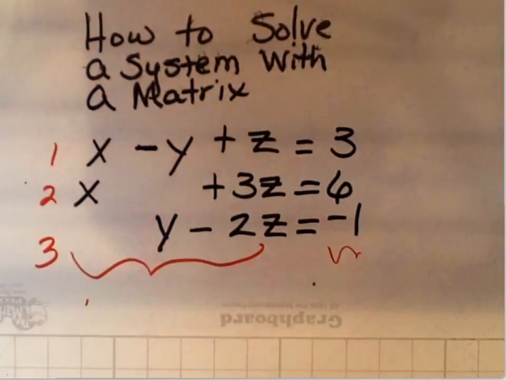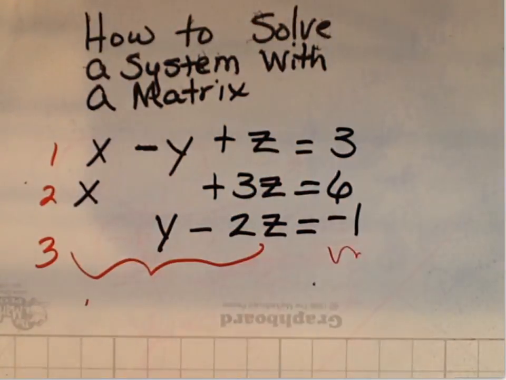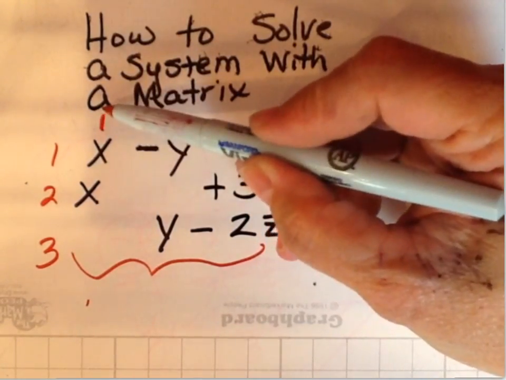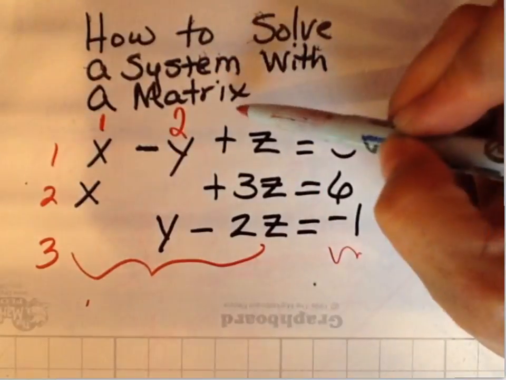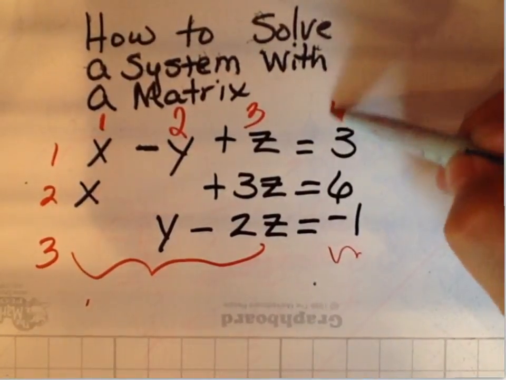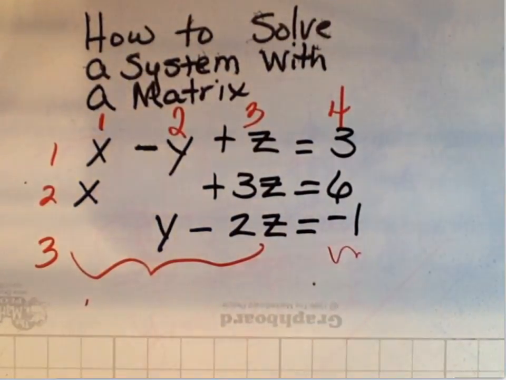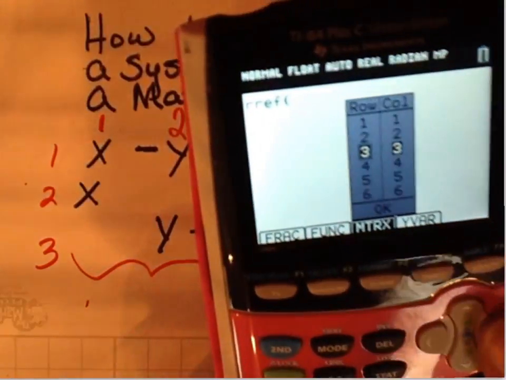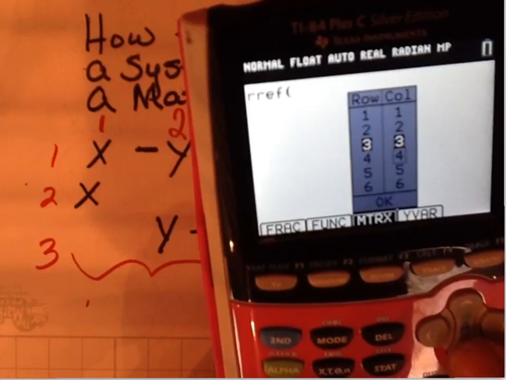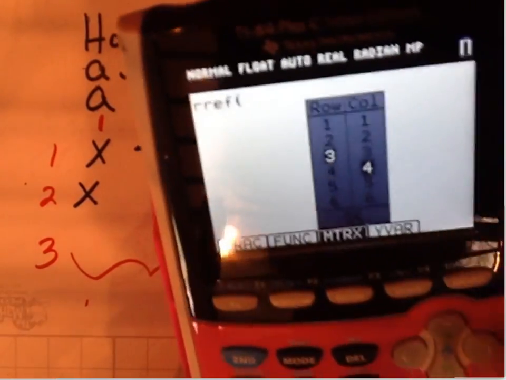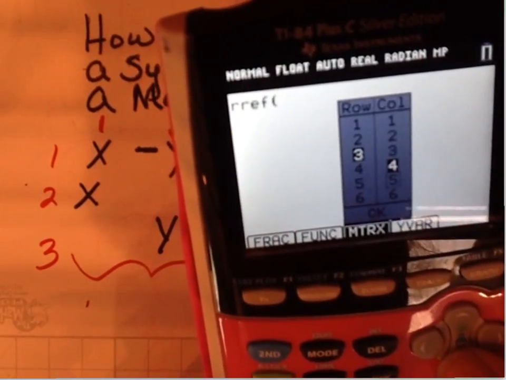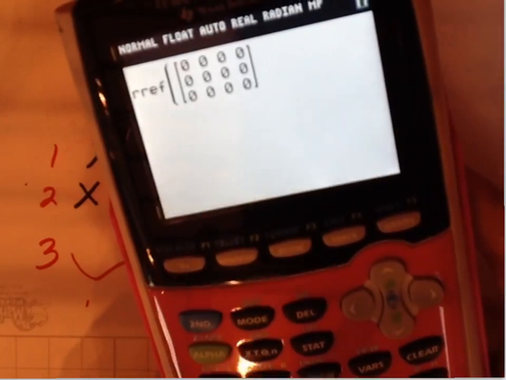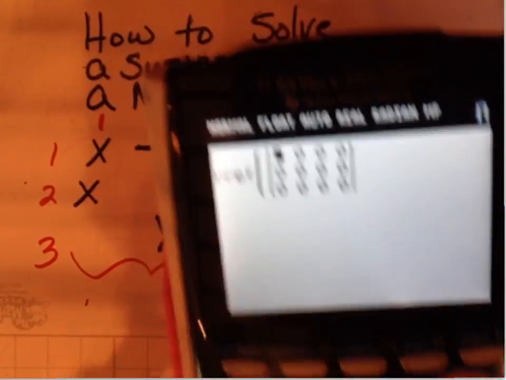And then our columns are how many sets of numbers do we have? We have our x terms, our y terms, our z terms, and our plain old numbers. So we have 4 columns. So we're going to change the column to 4. So I've arrowed over. I'm going to go down to 4 and I'm going to hit enter. Now once I've done that, I'm going to go down to box around OK and hit enter. Now I got a matrix there with 3 rows and 4 columns.